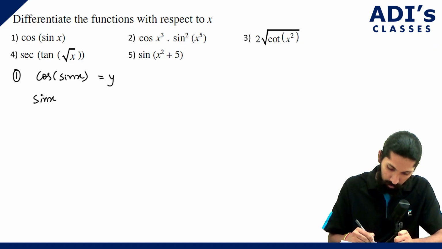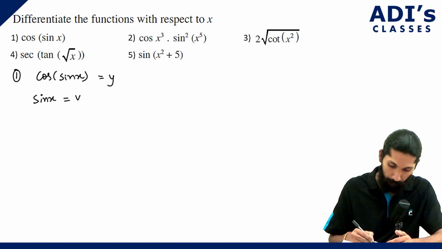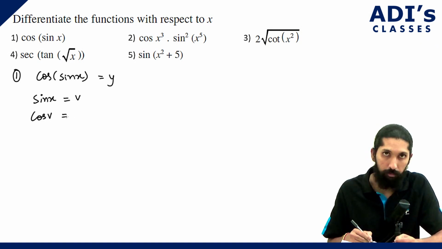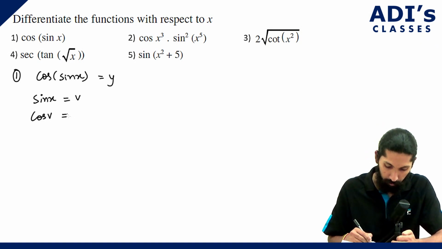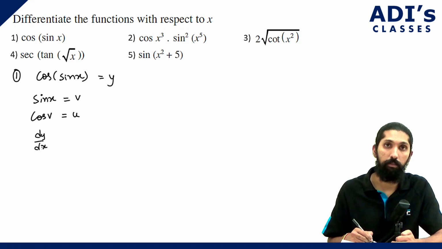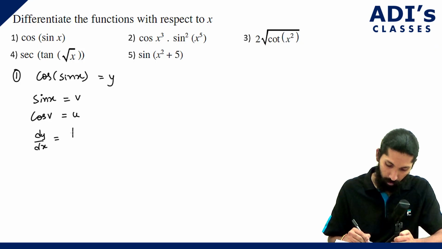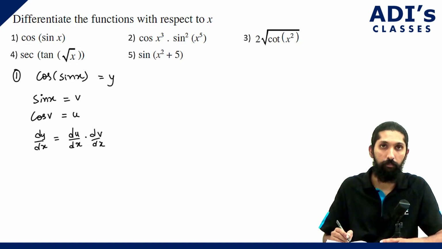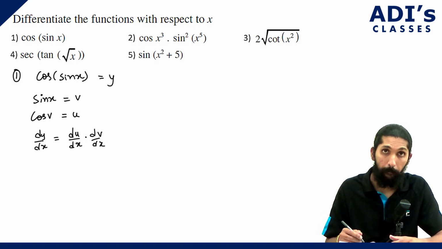Let's call this, let's say, v equals sin x. Next, cos v. This, let's call it u or something. So basically cos v becomes u. So dy by dx is going to become du by dx into dv by dx, isn't it? Because u is a function of v.